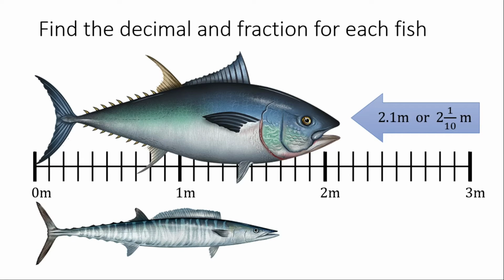What about the wahoo on the bottom? Well, I would start at 1 meter over here and then count how much extra there is. So 1 meter plus how many tenths? 1/10, 2/10, 3/10, 4/10, 5/10, 6/10, 7/10. So I would say it's 1 7/10 of a meter long. And you can write that as a decimal or as a fraction.